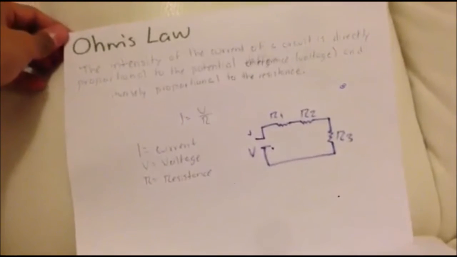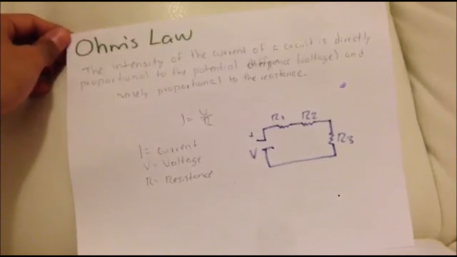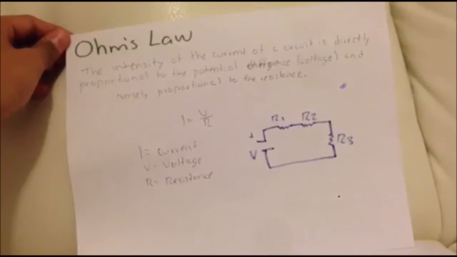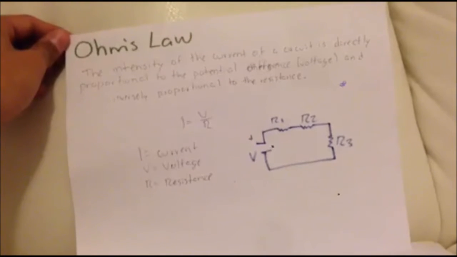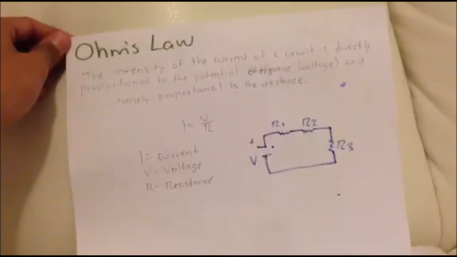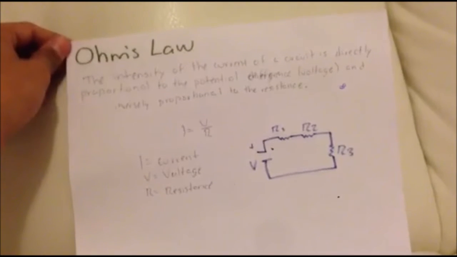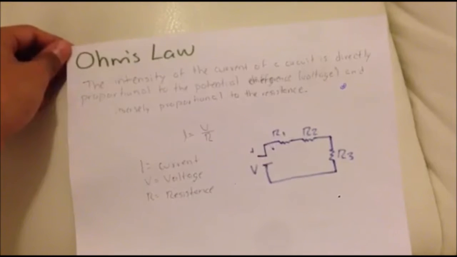And Ohm's law: the intensity of the current of a circuit is directly proportional to the voltage and inversely proportional to the resistance. The formula is the current equals the voltage divided by the resistance.